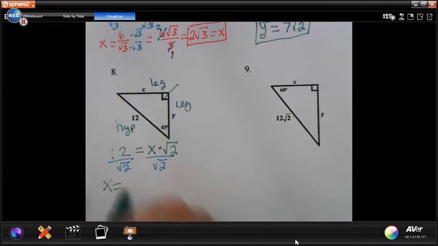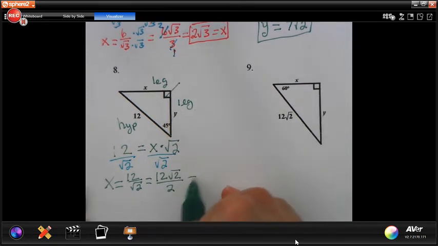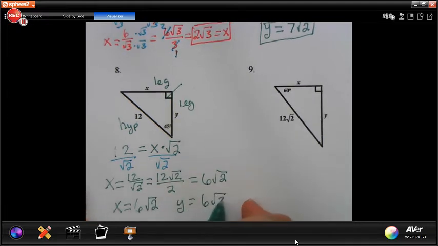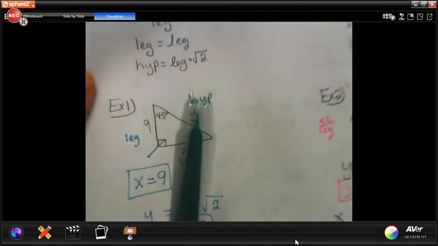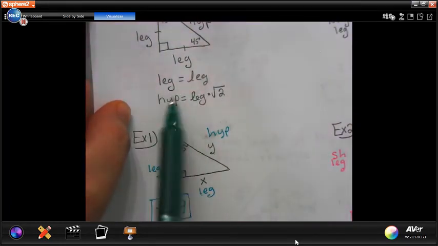Okay, so x equals, we have 12 divided by radical 2. The shortcut is you move the radical upstairs, make it whole downstairs, and then reduce. 12 divided by 2 is 6, so 6 radical 2. So x equals 6 radical 2, and y equals 6 radical 2. And the reason why they both equal 6 radical 2 is because leg equals leg. So if x is a leg and y is a leg, they're equal to each other.